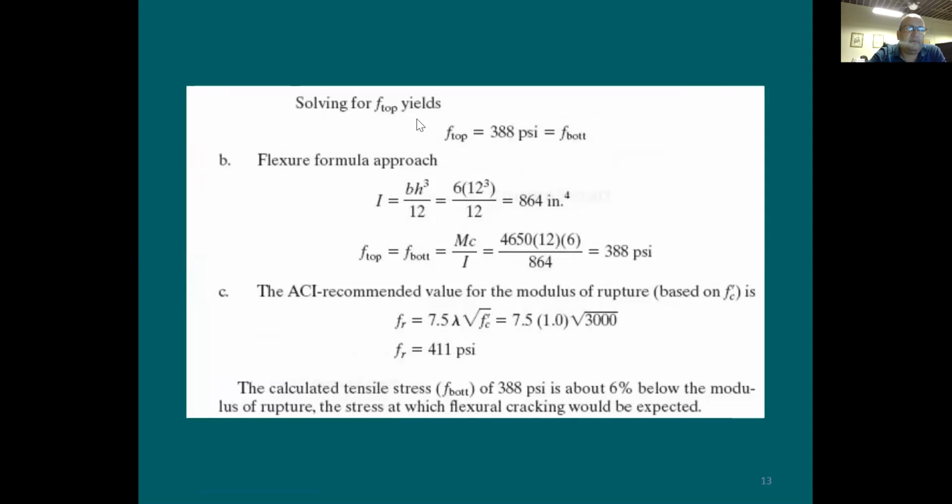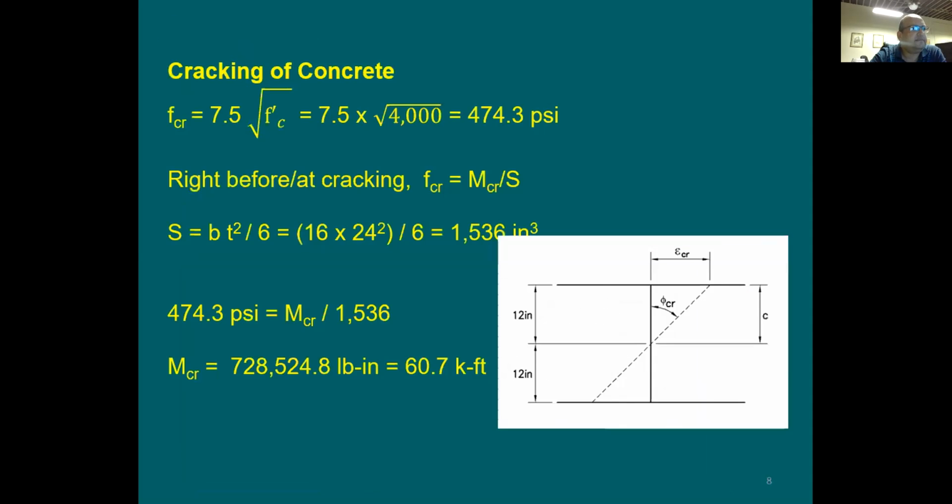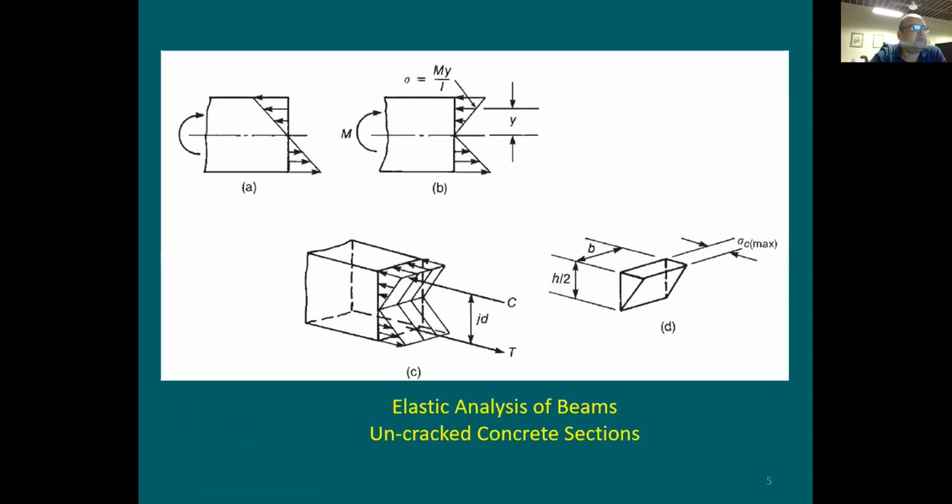For F top, it says here is going to be equal to 388, which is the same as F bottom. But now I want you to consider looking at this. I'm going to go back a few slides and look at this slide, which makes sense. Look at this slide here. F top and bottom is going to be the same. The compression force is somewhere between 6 kips to 7 kips.